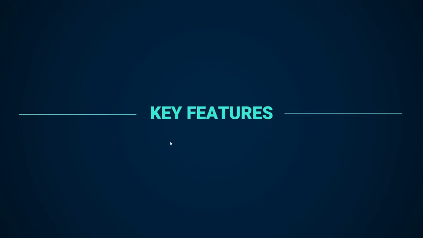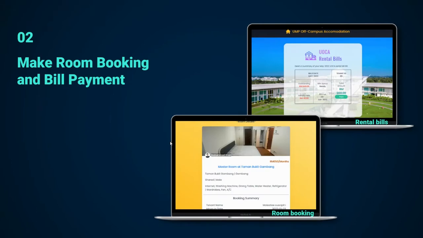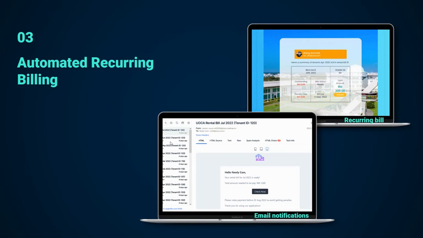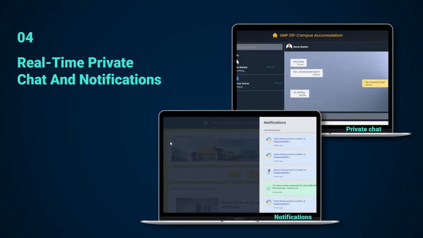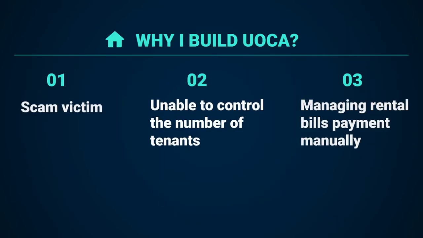Now, I'll show some of the key features which this system offers. The first one is browsing verified rental rooms with ease and with filters. The second is that students can make room bookings and bill payments directly in the system. The third is automated recurring billing. The fourth is real-time private chat and notification features. And the last one is the house rental platform. I'll show this later. Before that, I will state why I built the app.